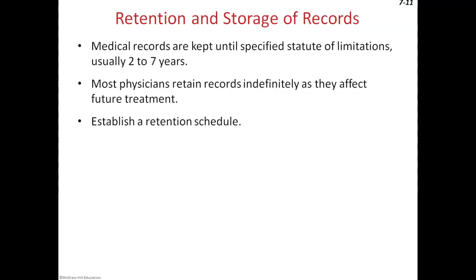As protection in the event of a lawsuit, most medical records are kept until a specified statute of limitations. Usually this is between 2 and 7 years for adults. Most physicians will retain records indefinitely as they can affect future treatments. For minors, records need to be kept 3 to 5 years after reaching the age of majority, which is 21 in most states. Most facilities will establish a retention schedule to make sure they are keeping things long enough but clearing out space when needed.